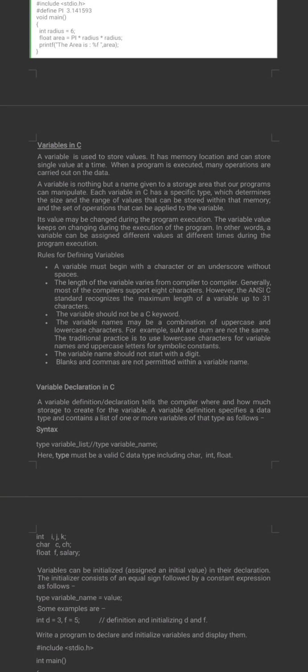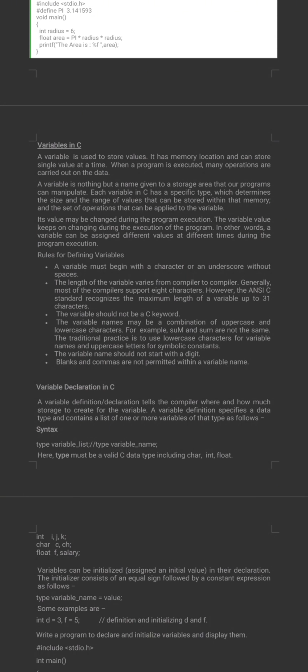Rules for defining variables. A variable must begin with a character or an underscore, without spaces. We should not give spaces in a variable name, and we cannot start a variable name with numbers. And the length of the variable varies from compiler to compiler. Generally, most of the compilers support 8 characters. So according to the ANSI C standard, it recognizes a maximum length of 31 characters.